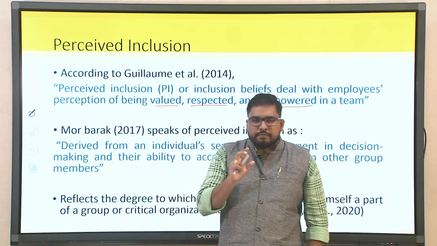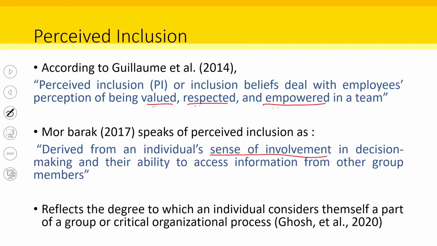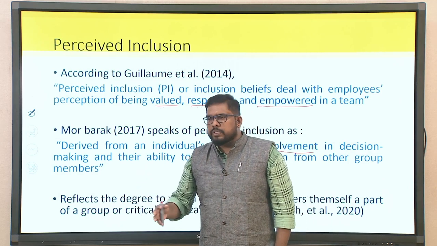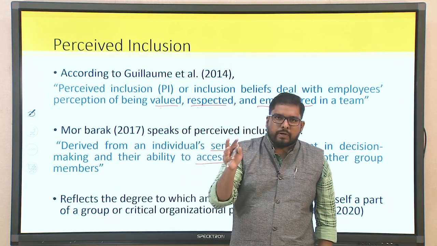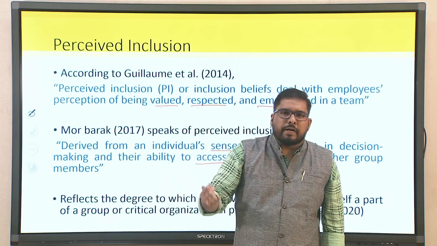Mor Barak 2017 speaks of this perceived inclusion as derived from an individual's sense of involvement in decision making and their ability to access information. I'll come to the sense of involvement later. First I'll go to the ability to access information from other groups. Many a time, even though diversity exists and people from different walks of life are welcome to a particular group, the problem is that they don't share information. In the coming modules, being my core research area, I'll stress what knowledge hiding is and its effects, or how it is detrimental to the organization.